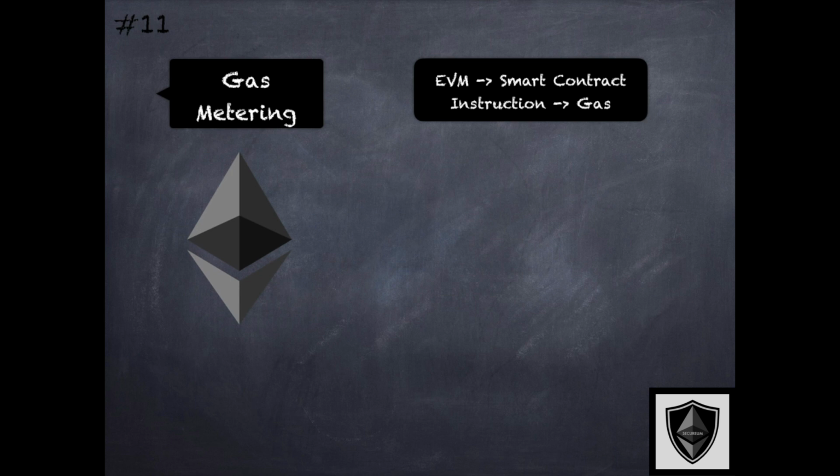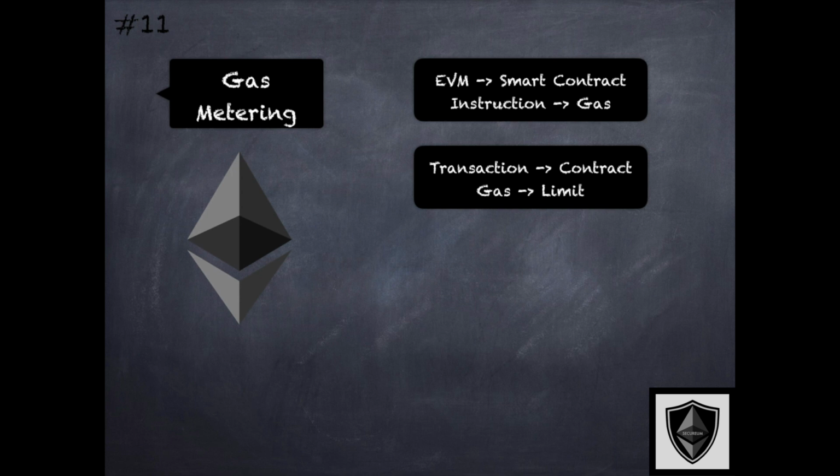So the EVM runs smart contracts. Smart contracts have machine code instructions. The EVM instructions are bytecode. Every one of those instructions, each instruction in the smart contract, has a predetermined cost in gas units. So when a transaction triggers the execution of that smart contract and the smart contract starts executing those instructions, then the gas units for those instructions are consumed by the smart contract.